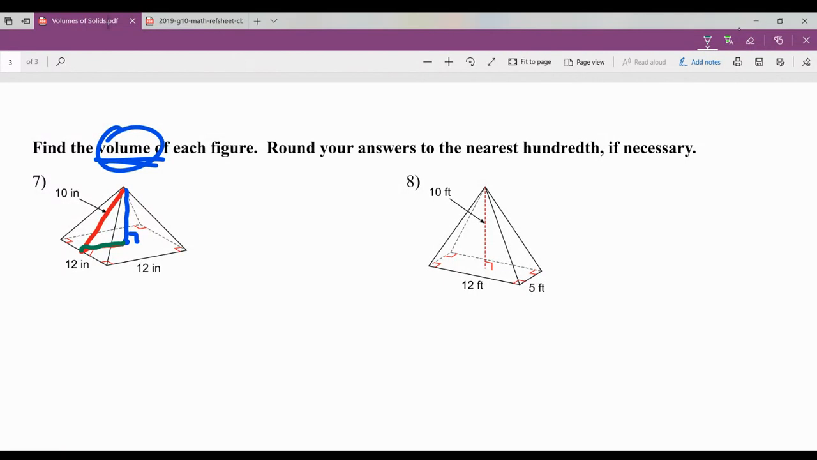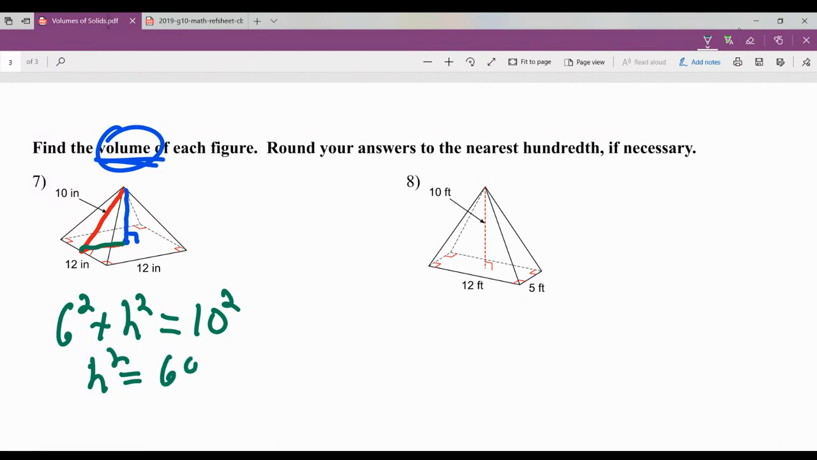So here's the thing. If we want to find the height of the pyramid, you very often have to do a Pythagorean theorem problem. So I'm going to say that 6 squared plus h squared, since I don't know what the height is yet, equals 10 squared. So h squared equals 10 squared, which is 100, minus 6 squared, which is 36. So h squared is 64. I'm pretty sure h is 8.